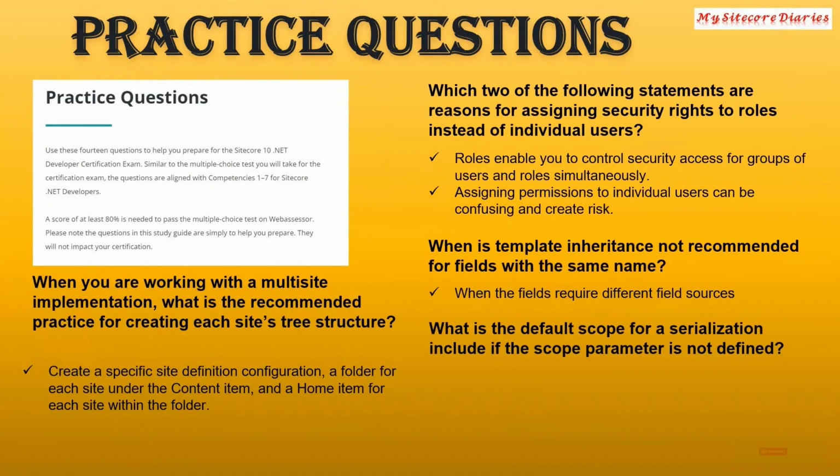What is the default scope for a serialization if the scope parameter is not defined? This is specific to serialization. Okay, so I'm just giving the answer: it is item and descendants. When we study serialization, we may know more info about this. Right now, the answer is item and descendants.